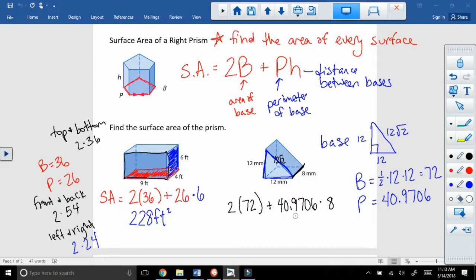So I'm going to type this into my calculator. Because I already have that 40.9 number, I would start by just multiplying that by 8 and then adding that to 2 times 72. So take a second to type that into your calculator. Hey, did everybody get 471.8 approximately after we round?